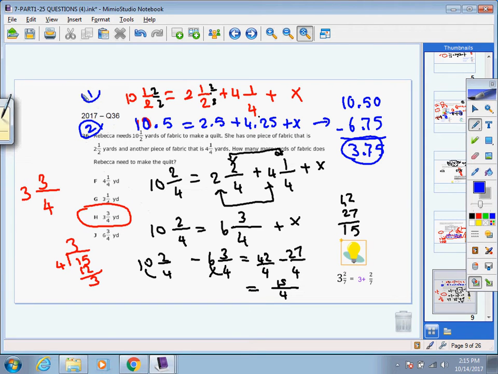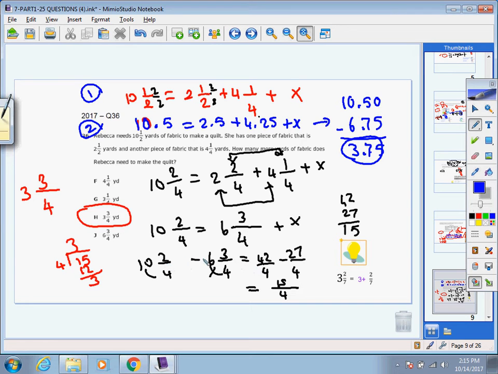This is the second method you can apply. This is the first method. So what did I do? I showed you two main methods. You can do the fraction, which is a little bit hard. 10 2/4, you need to keep them in the same denominator. So 10 2/4 and 2 2/4 plus 4 1/4 all together gives you 6 3/4. You take away from 10 2/4.